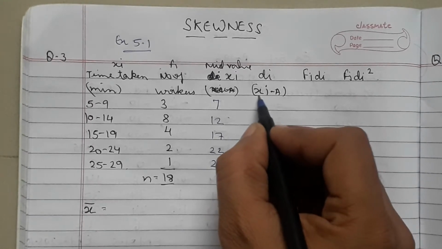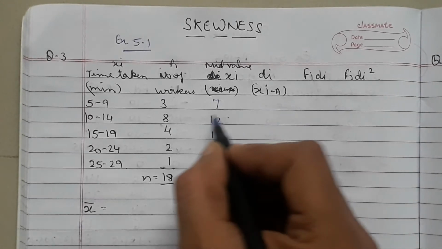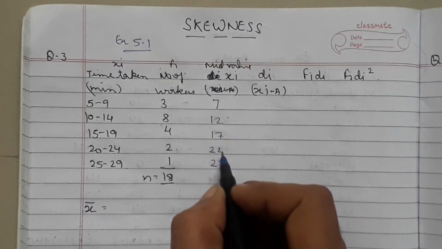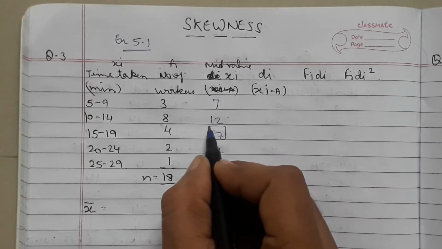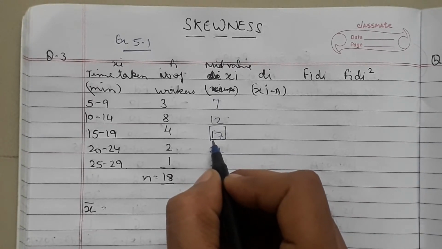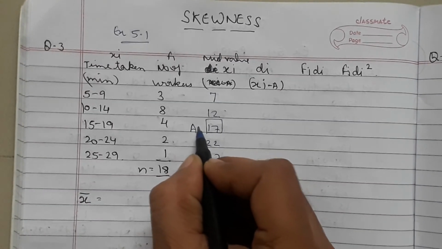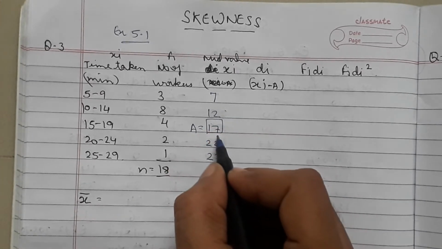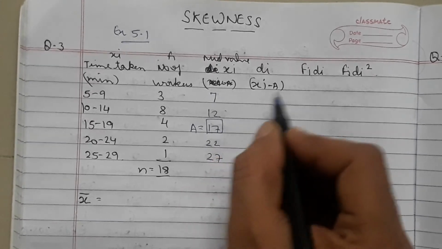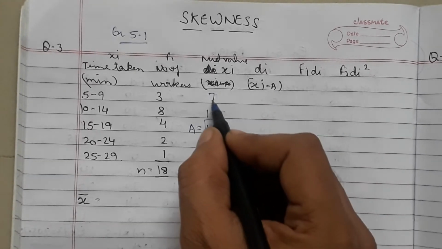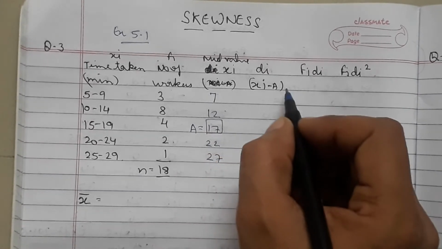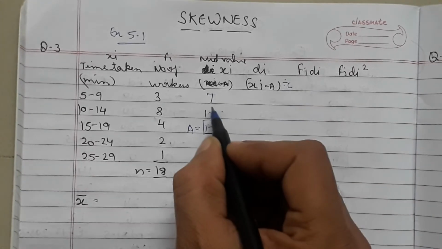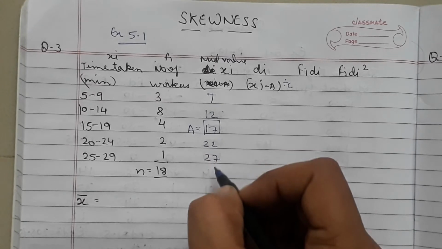Now di is what? Xi minus a. Xi value, mid value we have got. We will take assumed mean from this. Suppose we take 17 as assumed mean. Now 7 minus 17, xi is 7, a assumed mean is 17, 7 minus 17 and divide by c. C we take as 5 because the common difference here is 5.